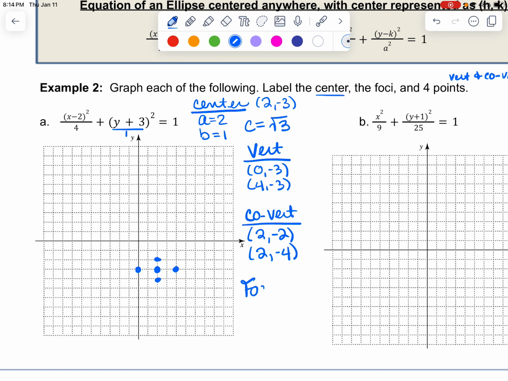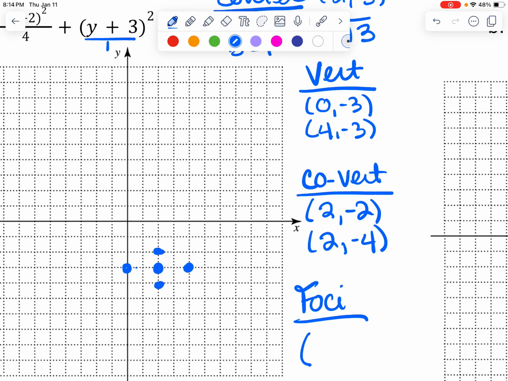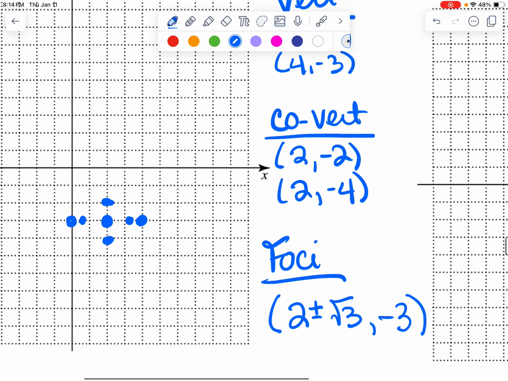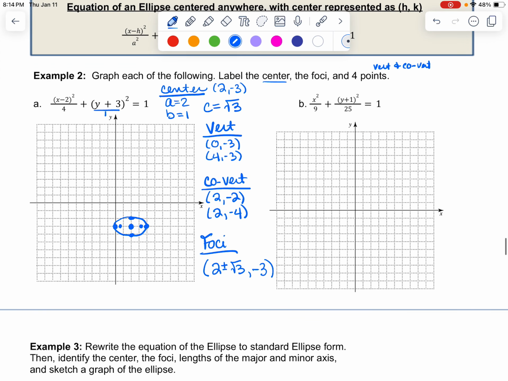So my foci are located at the point. I'm changing my x values. So it's going to go left and right to add that square root of 3. So I'm starting with my x value of 2 plus or minus the square root of 3. And the y value stays the same as the center. So comma, -3. And now I'm going to connect my co-vertices and vertices. And I've got a cute little baby ellipse.